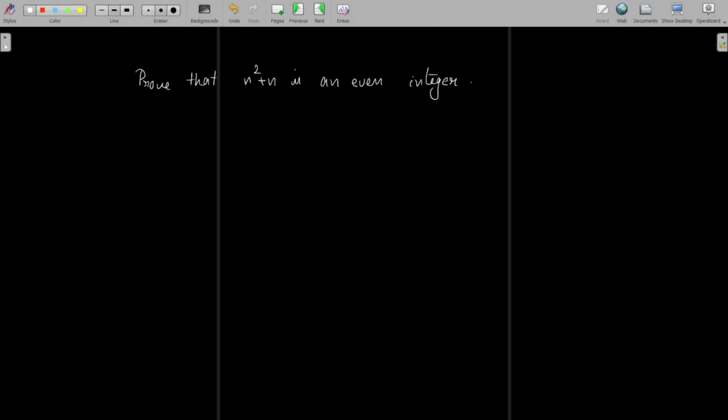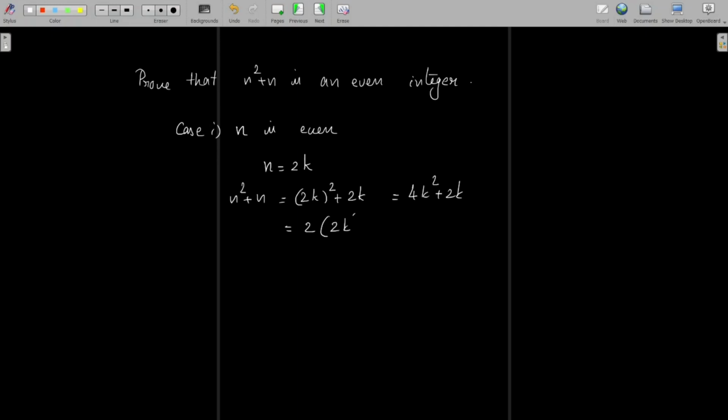Another problem: prove that n square plus n is an even integer. We will use proof by cases here. And what are the cases we have to consider? Case 1 is n is an even integer. Then we can write n as 2 times an integer k. So we consider n square plus n. So this is equal to (2k) whole square plus 2k. So this is equal to 4k square plus 2k, and I can write it as 2 times (2k square plus k). Now this is of the form 2 times an integer, so it is even.